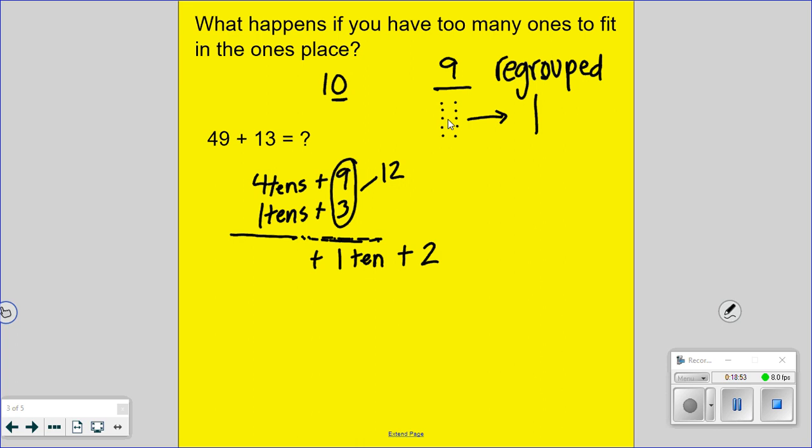Am I going to help her out? 50. 50 is 5 tens. Now I've got 5 tens plus 1 ten plus 2. I could add my tens again. I've got the same unit. That would be 6 tens plus 2. That makes it way easier for me. Emma, what's my total number? 62.